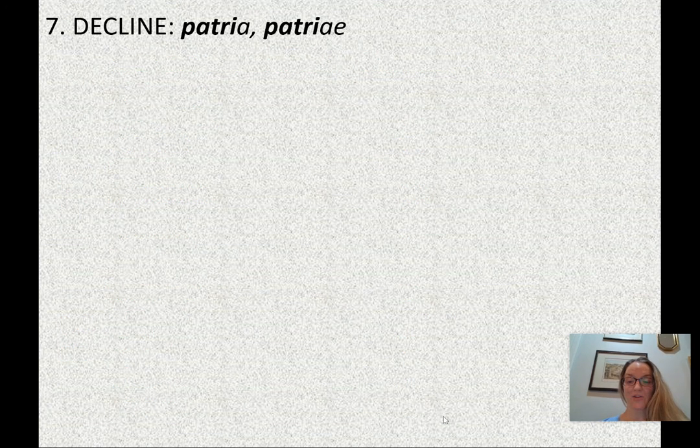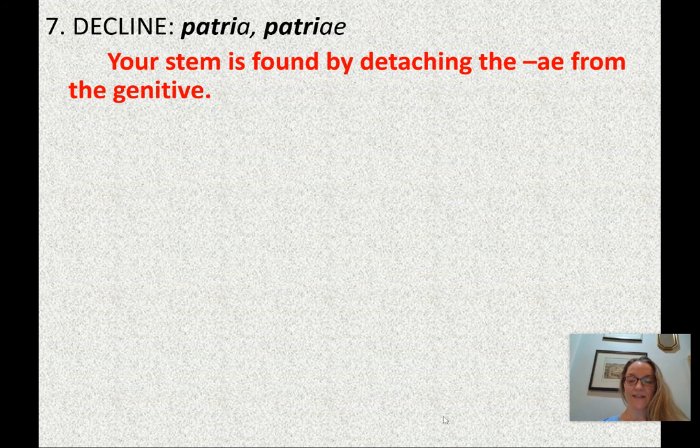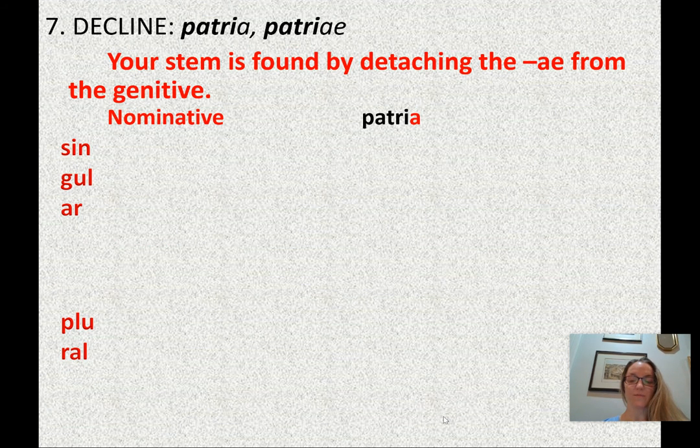Now we're going to try patria, patriae. Again, your stem is found by detaching the AE ending. When you do that, you're left with PATRI. So PATRI is going to go all the way down. This one is a little tricky because the stem and the endings have some similar endings, so that can get confusing.